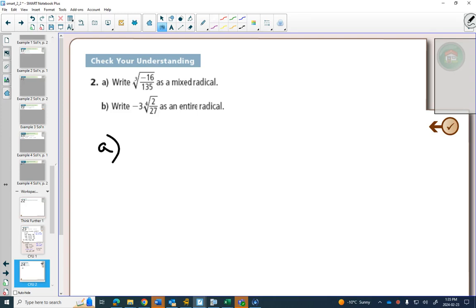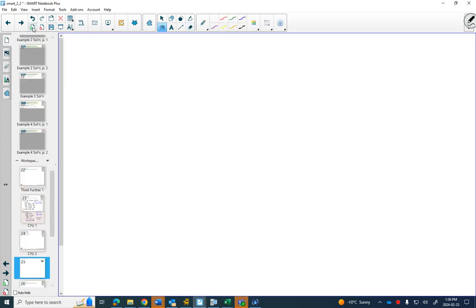So one of the things I talked about earlier that we're going to do lots of is changing things from entire radicals to mixed radicals and mixed radicals to entire radicals. Changing something to a mixed radical, you know what? Actually, before we do this question, I'm going to get you at the top of this page to write the following. This is going to help us in our mental method.